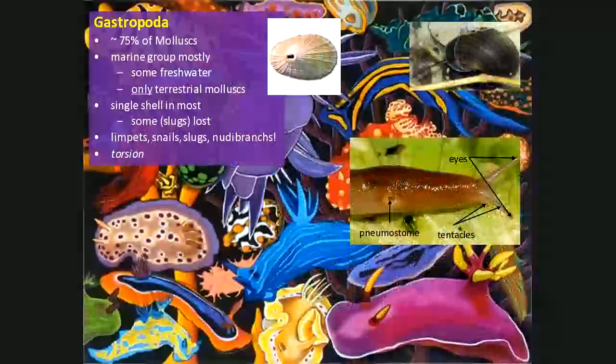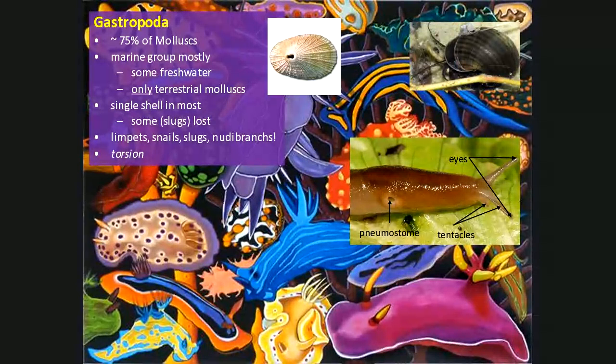The other group are the gastropods, which is the biggest group. About 3/4 of all mollusks are gastropods. This is mostly a marine group. There are some freshwater species. There are some terrestrial. Well, these are the only terrestrial mollusks. These are the snails and the slugs. We have, of course, many species of these in Florida.